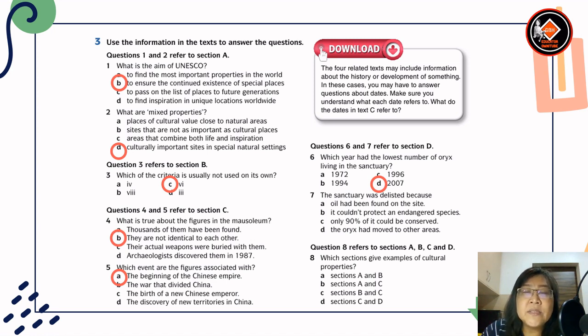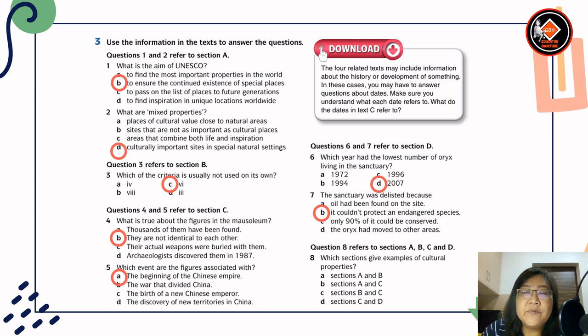Question 7. The sanctuary was delisted because oil had been found on the site. It couldn't protect an endangered species. Only 90% of it could be conserved, and the oryx had moved to other areas. Answer is B. It couldn't protect an endangered species.